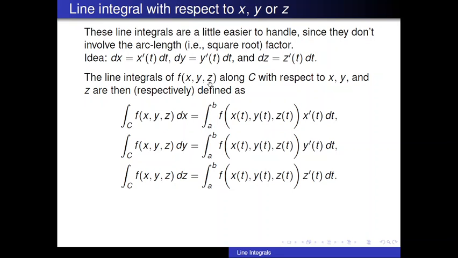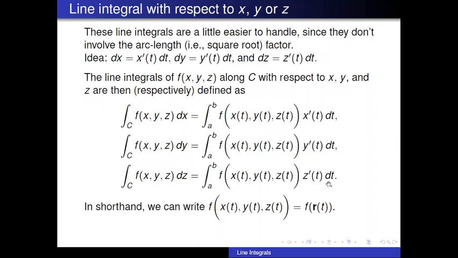So there'll be the lower bound for t and the upper bound for t when we're looking at our curve r of t. And similarly, the line integral of f with respect to y along C is given by the integral from a to b of, again, f of r of t times now y prime of t dt. That gives us this dy. And last but not least, we have the same thing for z, where dz is replaced with z prime of t dt. As a shorthand, which might be helpful as I'm running out of space on the slides, we could write f of x of t, y of t, z of t as just f of r of t.